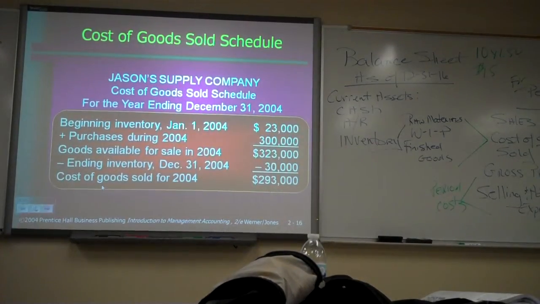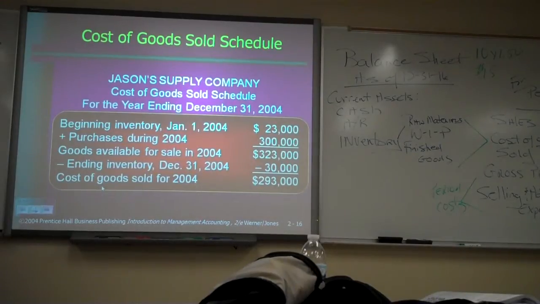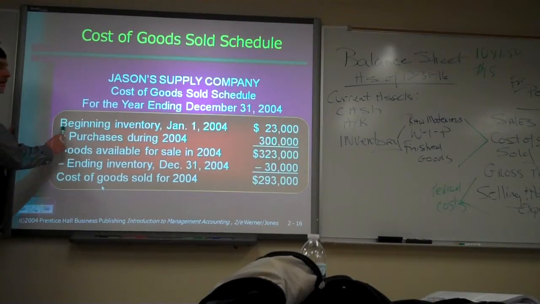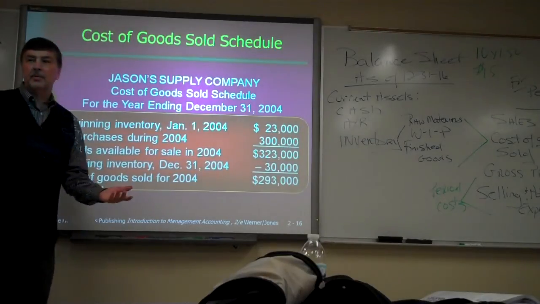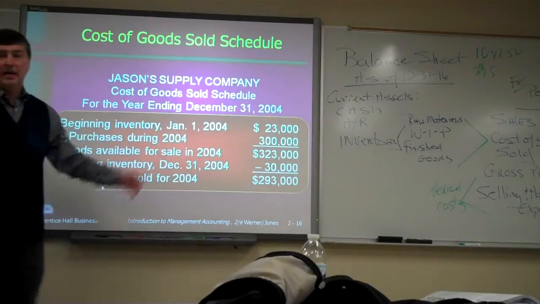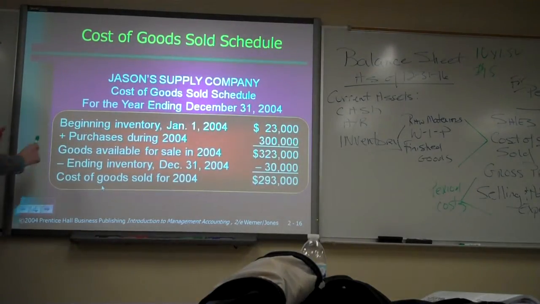Now, I want you to be able to think through this. I want you to be able to do this on your test. There's no reason we can't do this. The cost of goods sold schedule: whatever inventory you started with. What if you just started your business this year? Then this would be zero, wouldn't it? If you just started, you wouldn't have it. Okay, we got 23 grand. So picture 23 grand of whatever you want to picture. Bats.